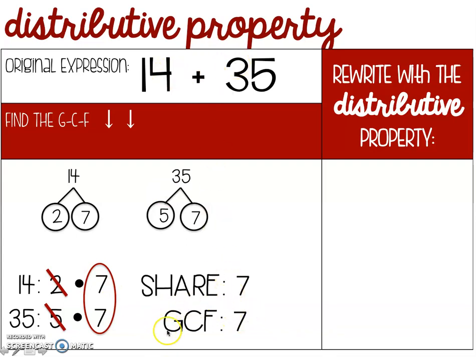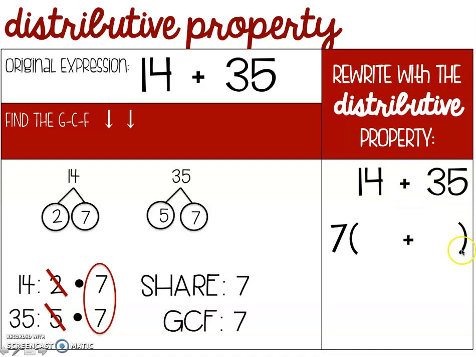Okay, so now using our GCF, we're going to come over here and rewrite with the distributive property. So our original expression is 14 plus 35. We're going to take our greatest common factor and put it on the outside of our parentheses. So now we have a 7, parentheses. I'm just going to drop down my plus sign and our close parentheses.